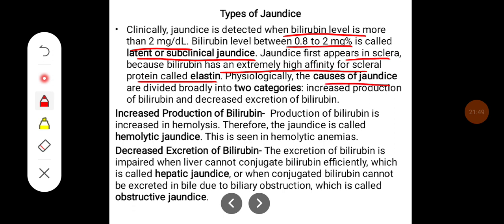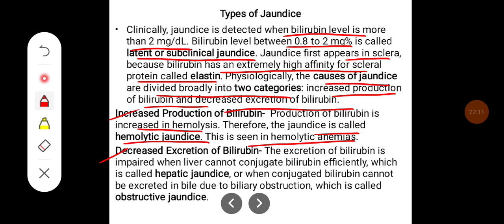Physiologically, the causes of jaundice are divided broadly into two categories: increased production of bilirubin and decreased excretion of bilirubin. Bilirubin production is increased in hemolysis. Therefore, the jaundice is called hemolytic jaundice. So this is seen in hemolytic anemias. Decreased excretion of bilirubin occurs when there is an impaired liver which cannot conjugate bilirubin efficiently, which is called hepatic jaundice, or when conjugated bilirubin cannot be excreted in bile due to biliary obstruction, which is called obstructive jaundice.